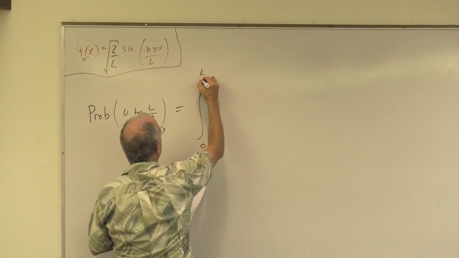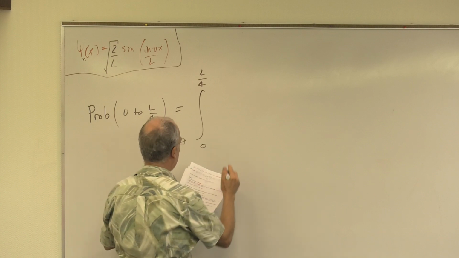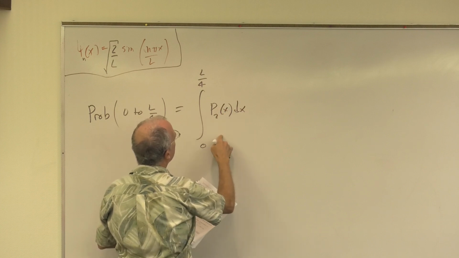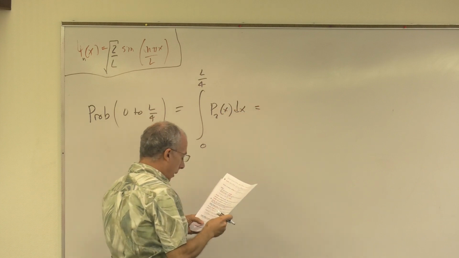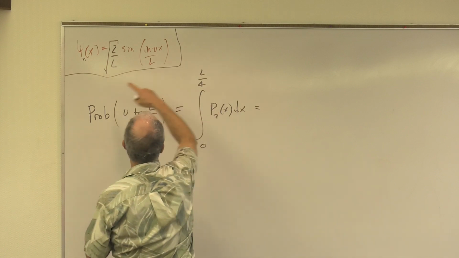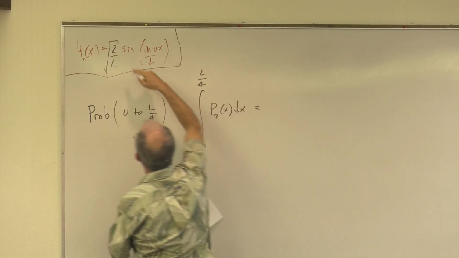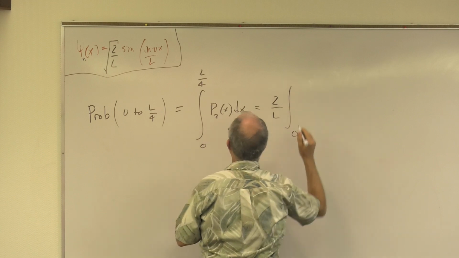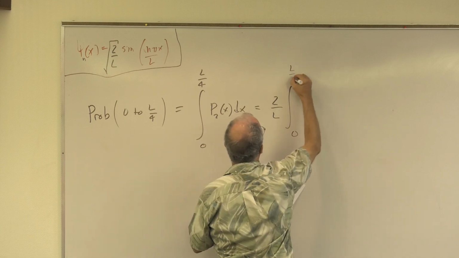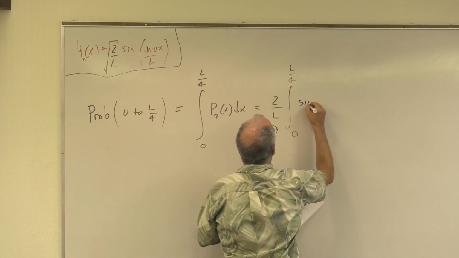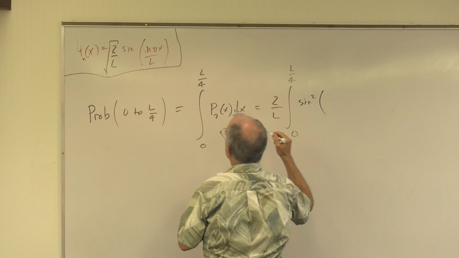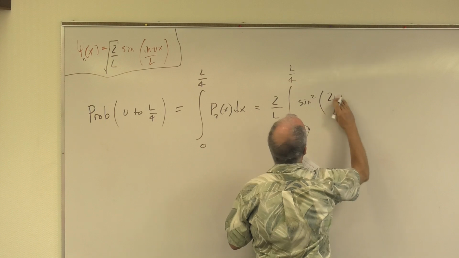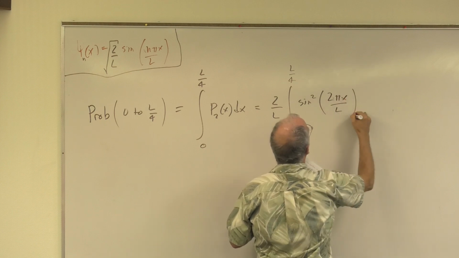It's 0 to L over 4 times the probability density, P2 of x dx. Again, this is probability per length, that's the length, so we get probability. So we have to square the thing again. No problem. The 2 over L is on the outside because it's just a constant, so we have 2 over L, integral 0 to L over 4 of sine squared, and remember, n is 2, so 2 pi x over L dx.